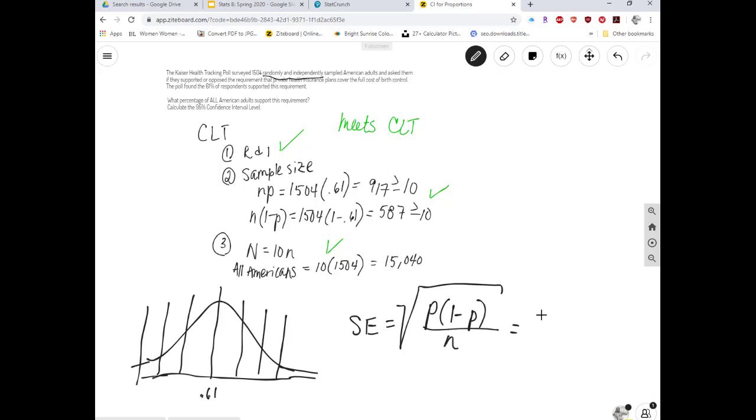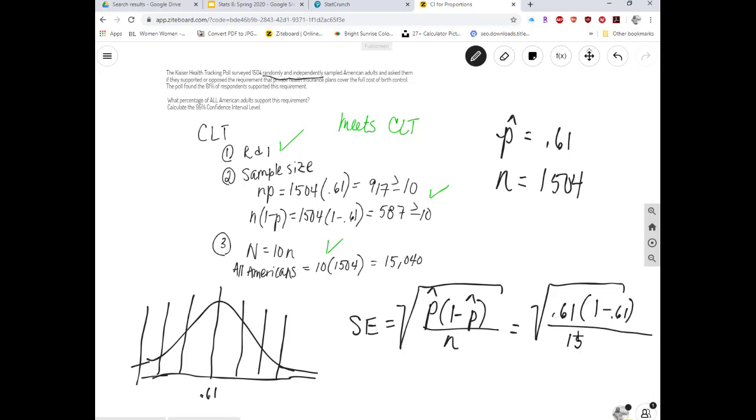Okay, so now I've got to plug this in. So here I've got 0.61. You know what? I'm getting sloppy. Let's write this out. My p-hat was 0.61. My n was 1,504. And I'm working with my sample proportion, right? So I'm going to need to estimate the standard error. So I've got 0.61 times 1 minus 0.61 divided by 1,504.